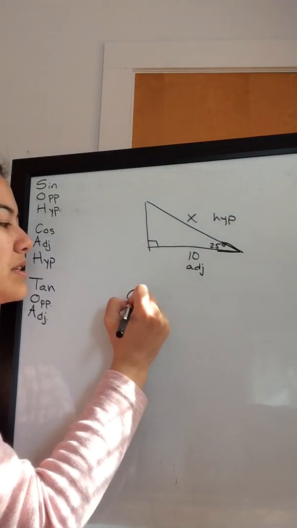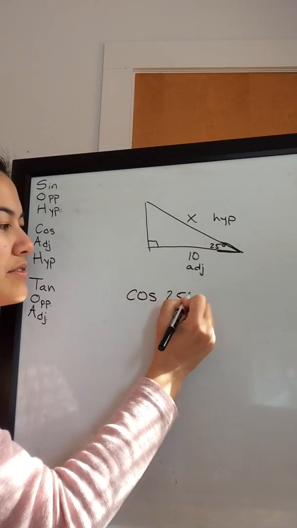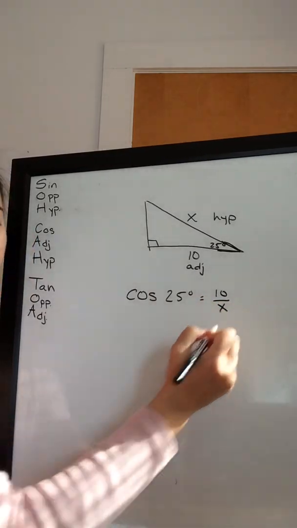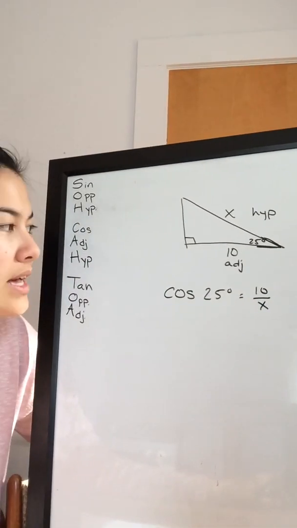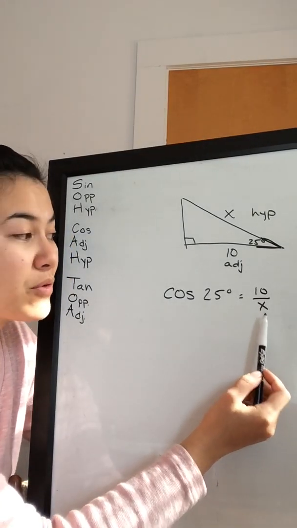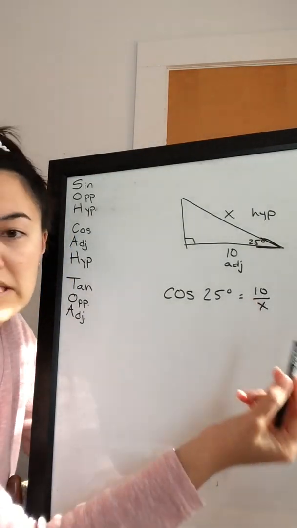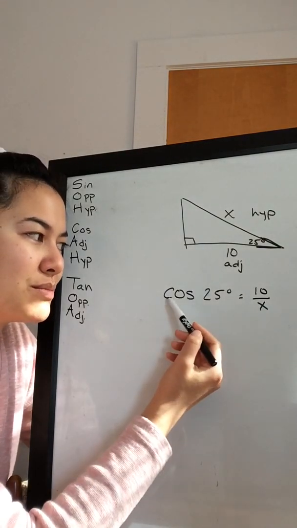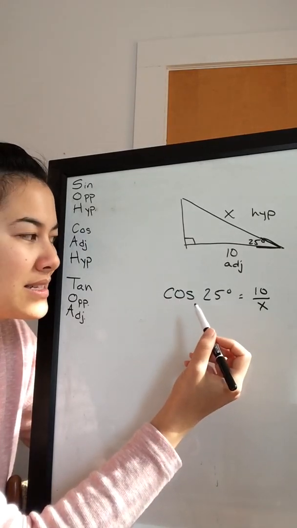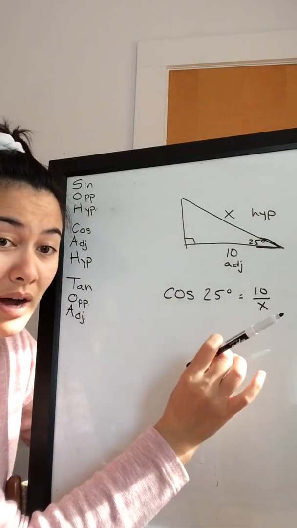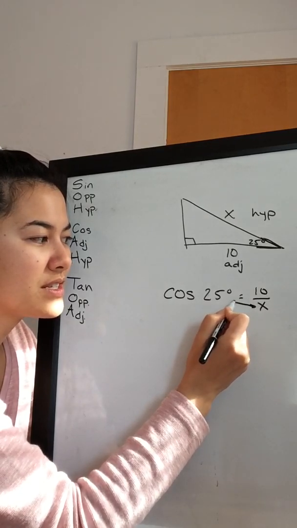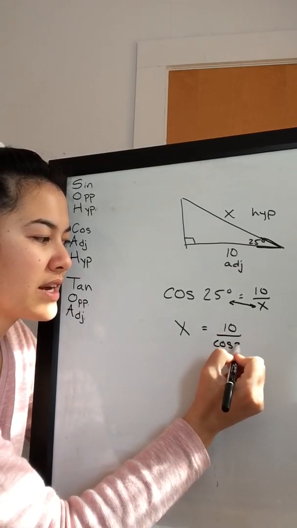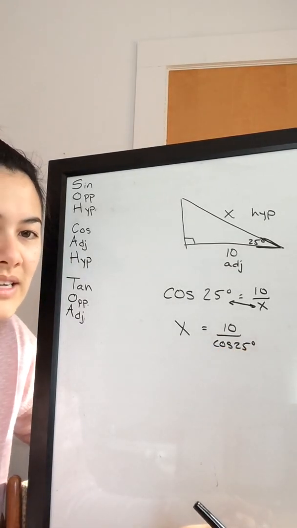Cosine. So the cosine of my angle, 25 degrees, equals adjacent over hypotenuse. So 10 over x. Now here's the thing: x is on the bottom, whereas before it was on the top. The opposite of dividing is multiplying, but here we can't just multiply by x, because then we'd just move the x over. The idea is to get x by itself. If it's on the bottom, you can just switch these and make it x equals 10 over the cosine of 25 degrees, and plug that into your calculator.